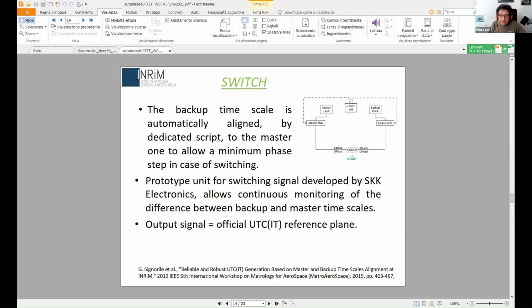So the output of the switch, the 1 PPS output of the switch, is the official UTC reference plane, so that when we have to change between the master clock and the backup clock, we don't change the reference plane. So for the UTC, this change is almost transparent. We can change either because we have to do some programmed maintenance of one branch, the master or the backup, or because we have a failure.